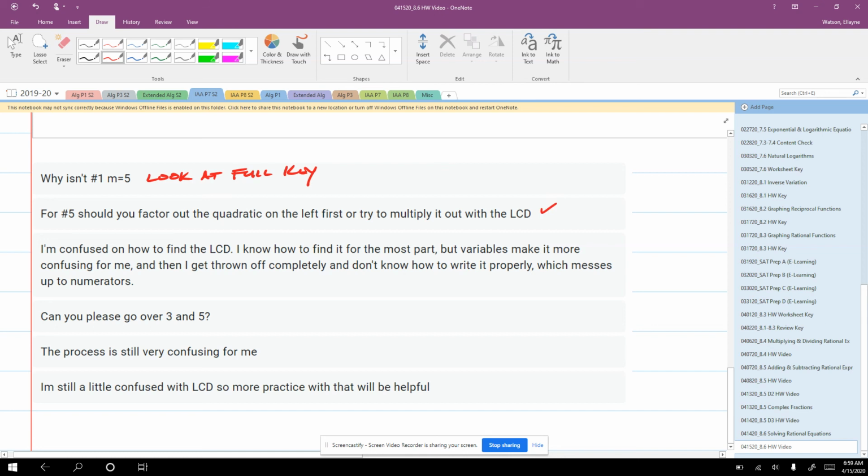All right, number 3, I'm confused and I'm at LCD, so we did a little more work on that. You'll get more practice a little bit tonight. 3 and 5 went over. The process is still very confusing. There is going to be a couple more problems, extra practice problems on this tonight. And I'm posting the full key so that you can see the work, because this one is a little different from the other ones. I'm confused with LCD, so more practice would be helpful.